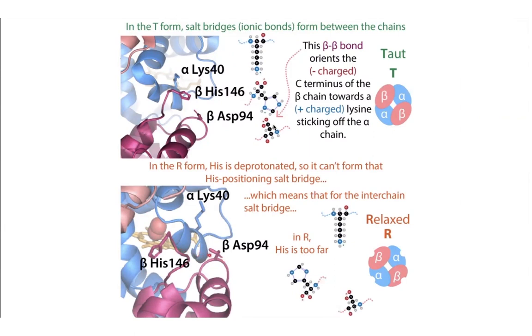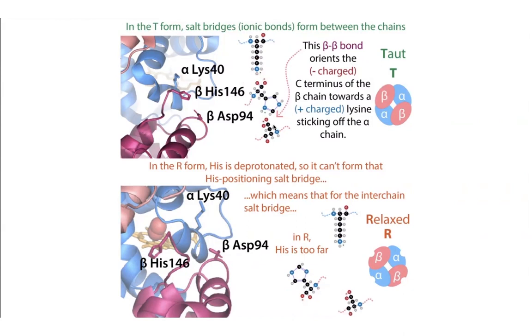What's going to happen is that the histidine is going to be too far away. So even though it's got its C terminus, it's all the way over here, as opposed to over here where it needs to be to interact with this lysine. Now you're all the way over here. That is not going to be able to form a salt bridge. So in that R state, you're not going to be able to form that salt bridge, but in the T state, you are.